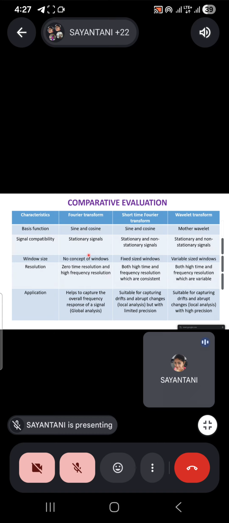I have provided a compact chart through which you can easily understand the difference between Fourier transform, short time Fourier transform, and wavelet transform. First of all, the first characteristic is the basis function. Anybody knows what is a basis function? Have you heard about this term?